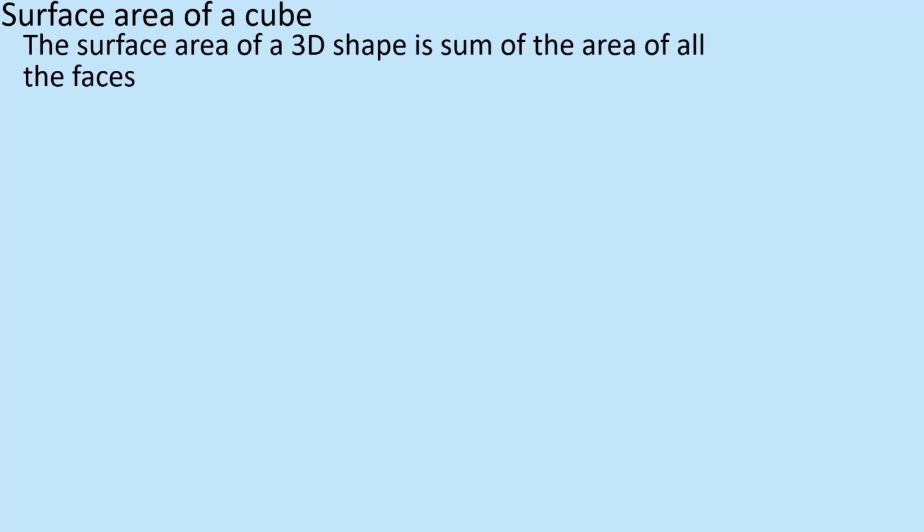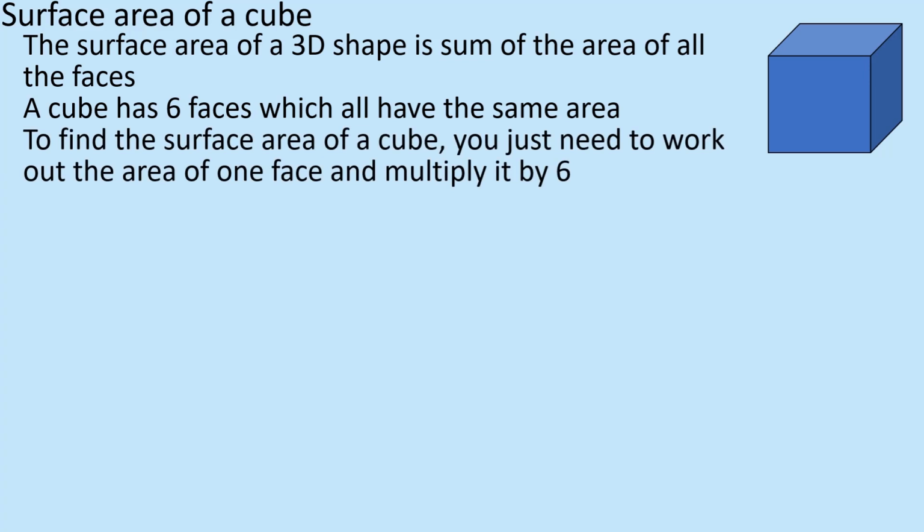Hi there everybody, today we're going to look at the surface area of cubes and cuboids. The surface area of any 3D shape is the sum of all the areas of all the faces. A cube is relatively straightforward because a cube has 6 squares and they're all the same. So if you can work out the area of one face, then you just need to times it by 6, because again they're all the same.